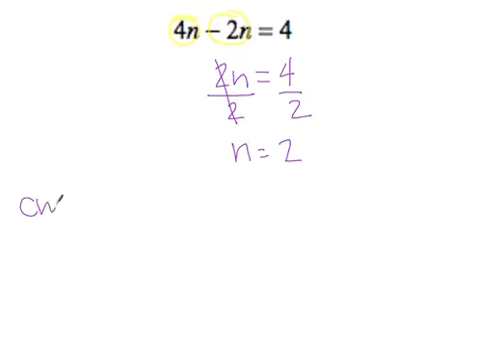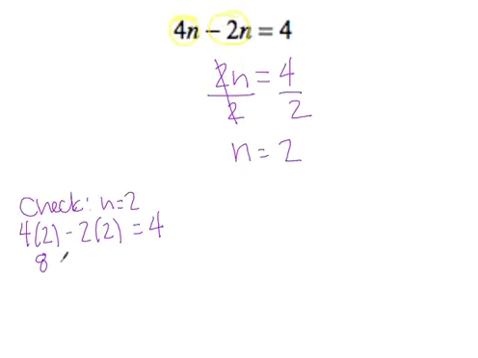I can always check my answer by taking my n equals 2 and plugging it back into my original equation. So it would look like 4 times 2 minus 2 times 2 equals 4. 4 times 2, of course, is 8, and 2 times 2 is 4, so 8 minus 4 does give us 4, which means that we got the correct answer.